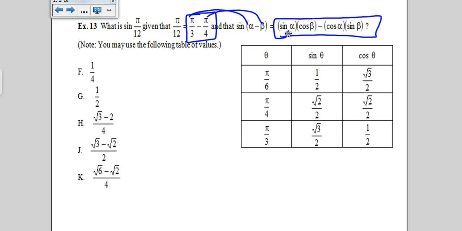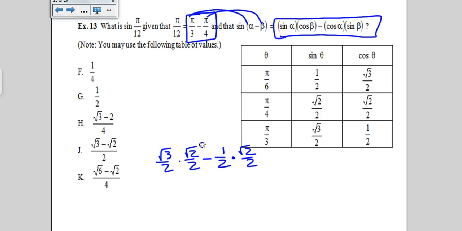So what you would have to do next, if you did this the way they were expecting you to do it, is take the sine of alpha, so in our case the sine of pi over 3. If I read my chart, sine of pi over 3 is square root of 3 over 2. And then the cosine of beta, which in our case is cosine of pi over 4. So cosine of pi over 4 is square root of 2 over 2. And then there's a minus in the formula. Cosine of alpha, remember alpha was pi over 3, so cosine of pi over 3 is 1/2, times the sine of beta. Sine of pi over 4 is square root of 2 over 2.